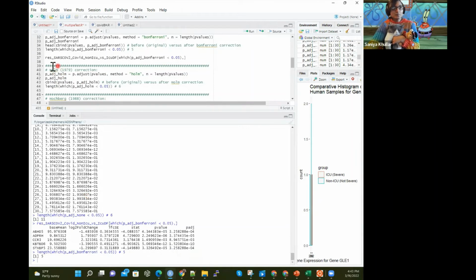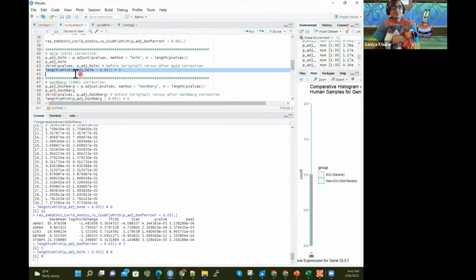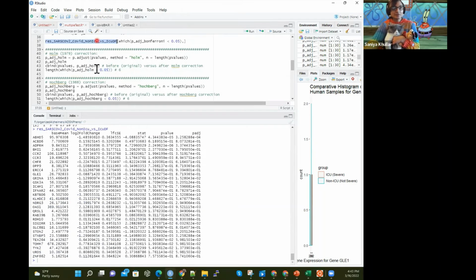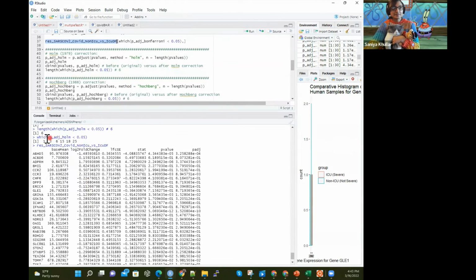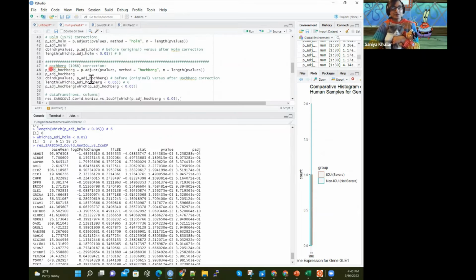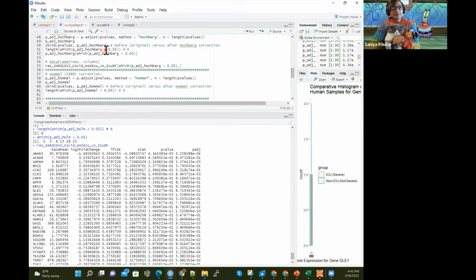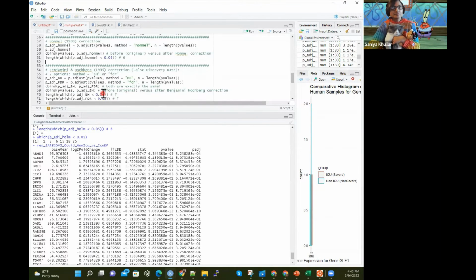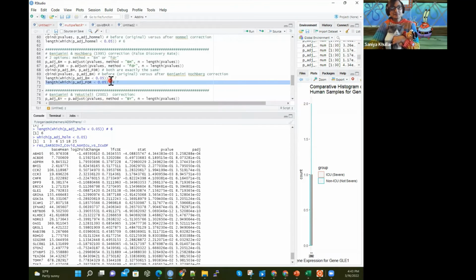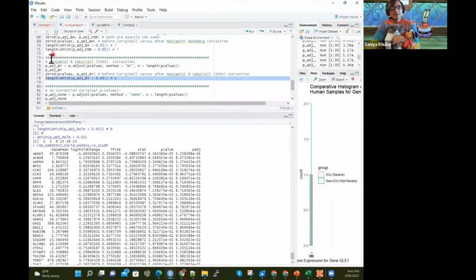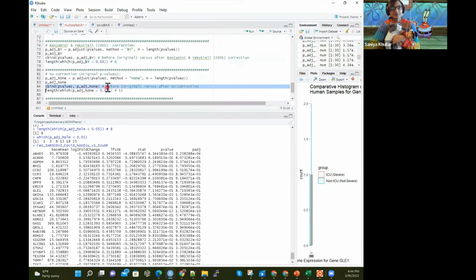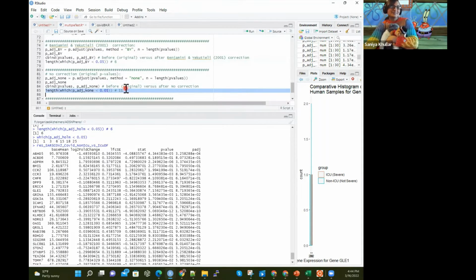Then we looked at Holm. Holm was 6 p-values that are significant, and these are the row numbers for them. Because remember, in this data set we have row numbers that we can access, and that gives us those specific row numbers for Holm. For Hochberg, we had 6. For Hommel, we had 6. For Benjamini and Hochberg, we had 7 significant p-values, which was the most. For Benjamini and Yekutieli, we had 6 significant p-values. And for none, for the original with no adjustment, we just had 11.